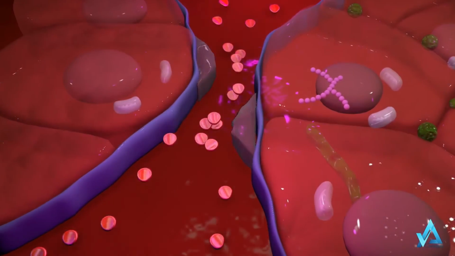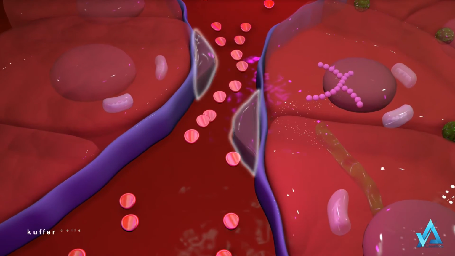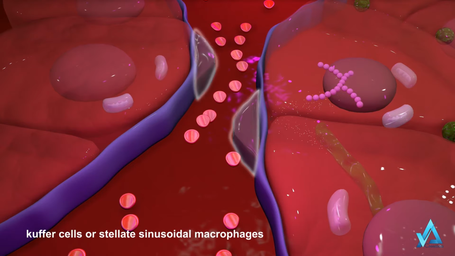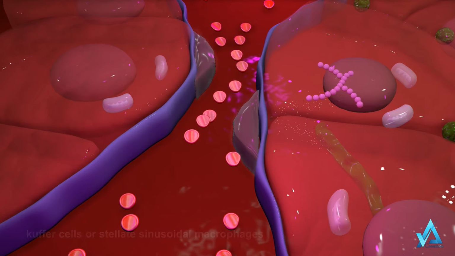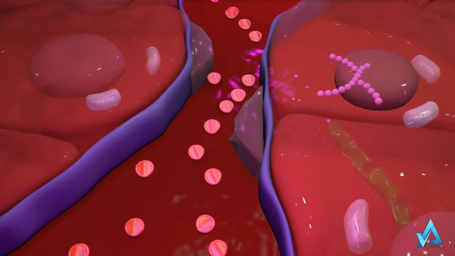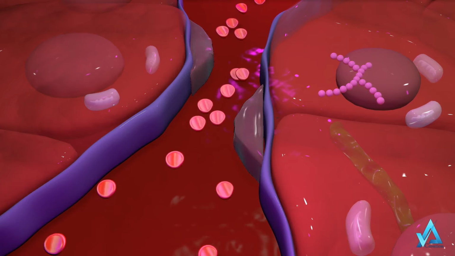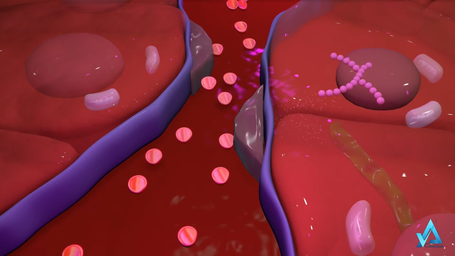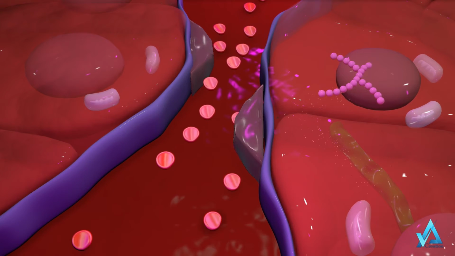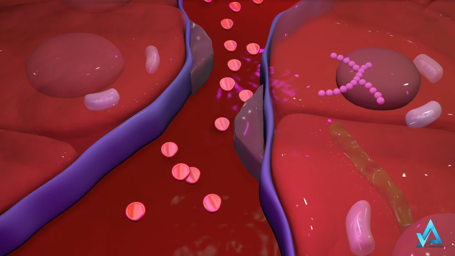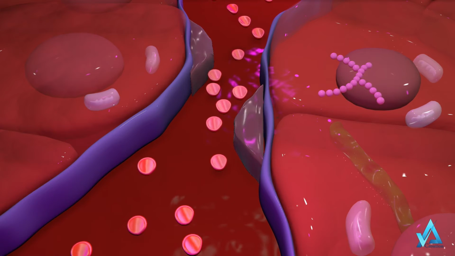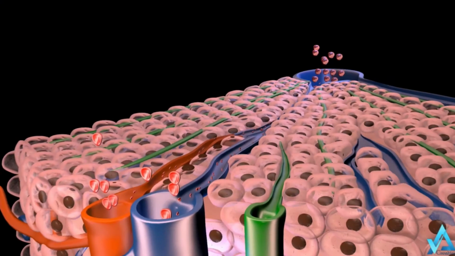As blood travels through the liver, there are cells called Kupffer cells, or stellate sinusoidal macrophages, present in the liver, which are part of the macrophage system and remove waste products such as bacteria, old and defective blood cells, and other foreign material. The breakdown of defective red blood cells results in the formation of a pigment called bilirubin.